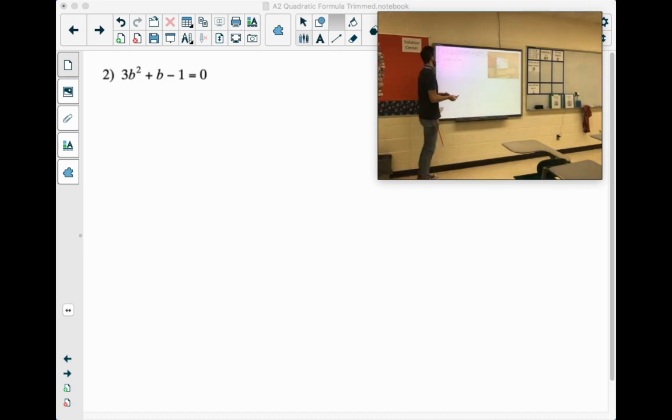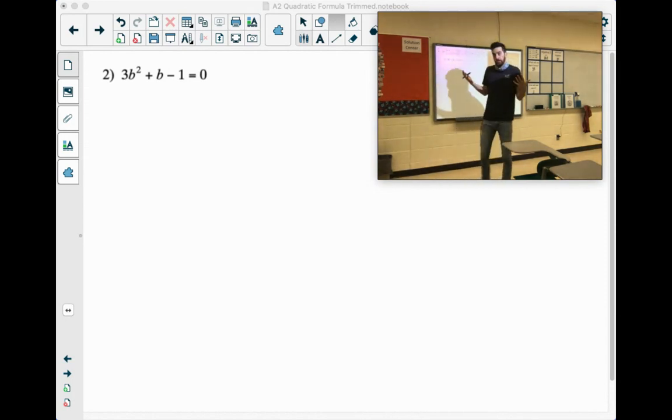Same thing here. 3b squared plus b minus 1 equals 0. Make sure it's equal to 0. Might not be factorable. If it is factorable, it's usually a little bit faster. But this is a way you can do every single problem with the quadratic formula.